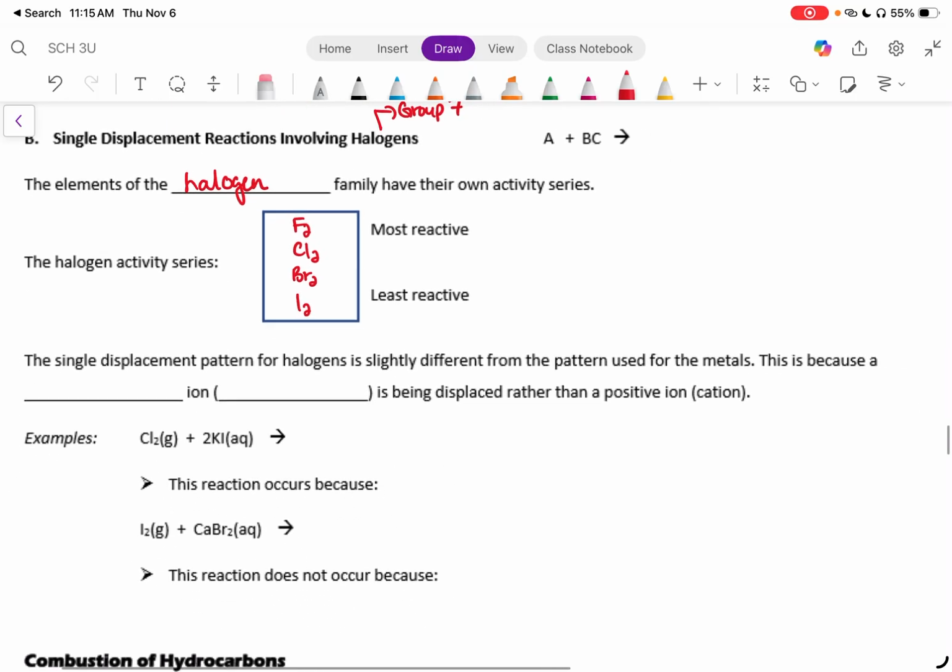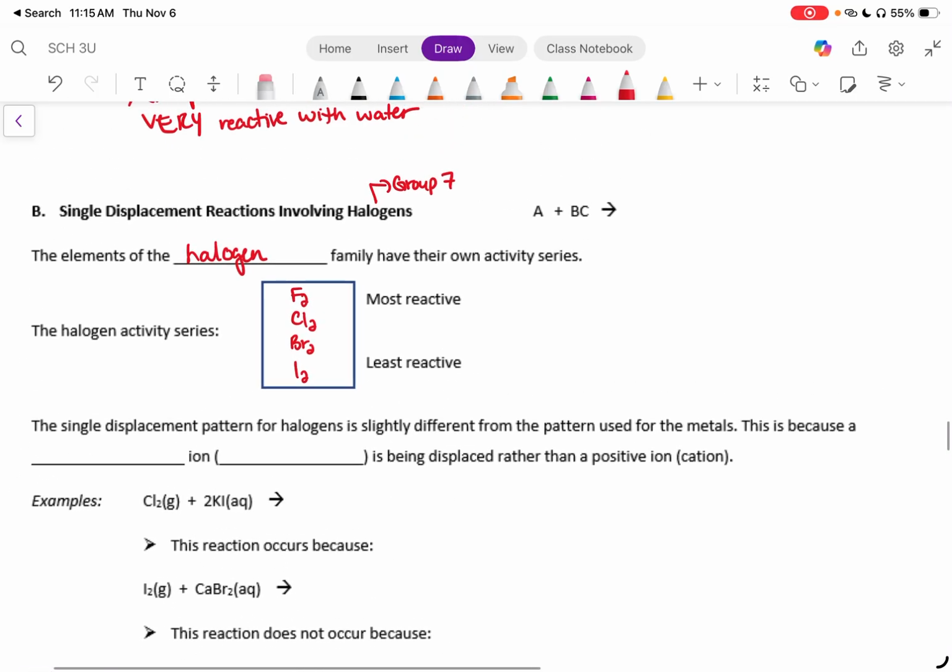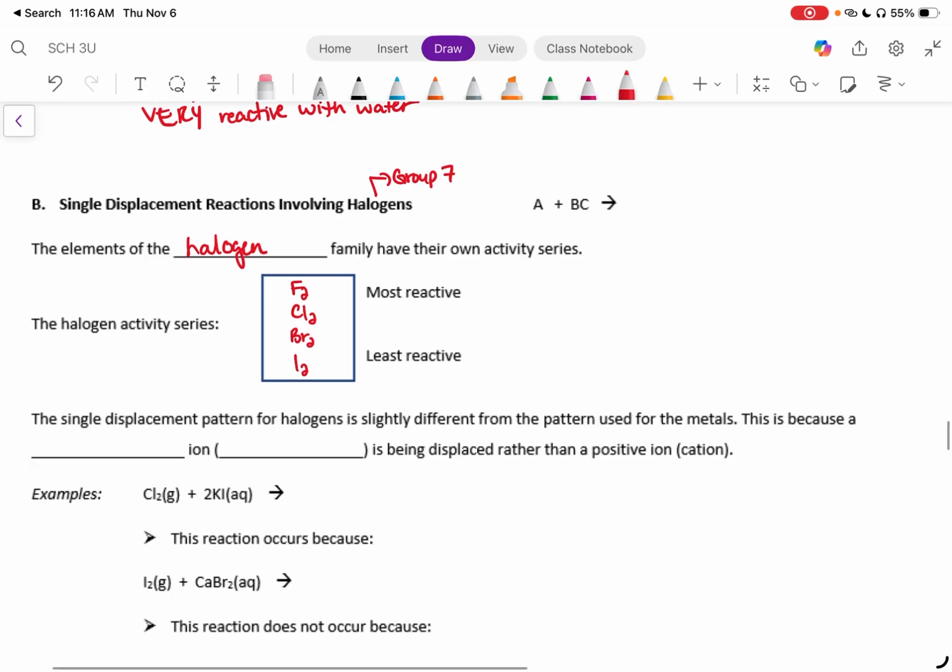So a single displacement for our nonmetals would pretty much just look like where A would be a nonmetal and it would be displacing this nonmetal. So you would end up with C plus AB.